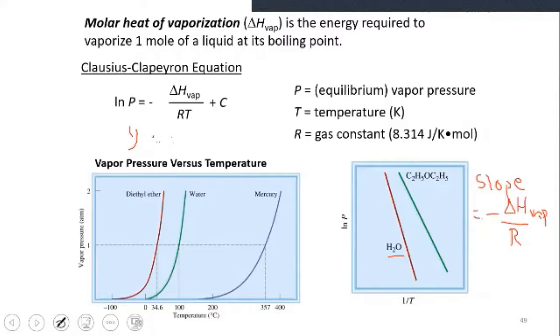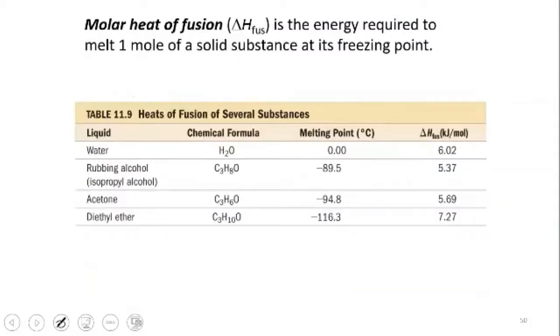All right. Cool. Just like we have the molar heat of vaporization, we could go to the other side of that heating curve if we were to extend it and calculate the molar heat of fusion. This would be the energy required to melt one mole of a solid substance at its freezing point. Again, notice the values here for water, rubbing alcohol, acetone, diethyl ether. I believe last week I showed you that the heat of vaporization of water is on the order of 40 something kilojoules per mole. That's the heat of vaporization of water. Notice the heat of fusion of water, 6 kilojoules per mole.